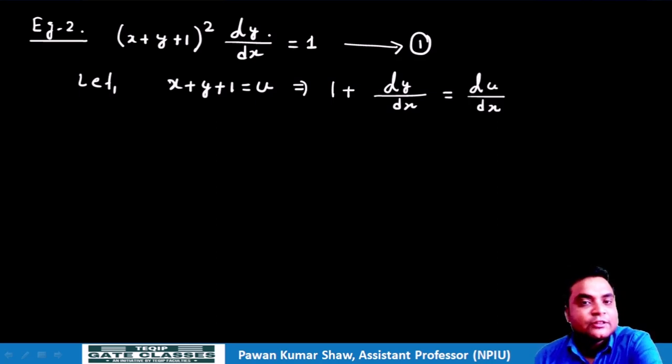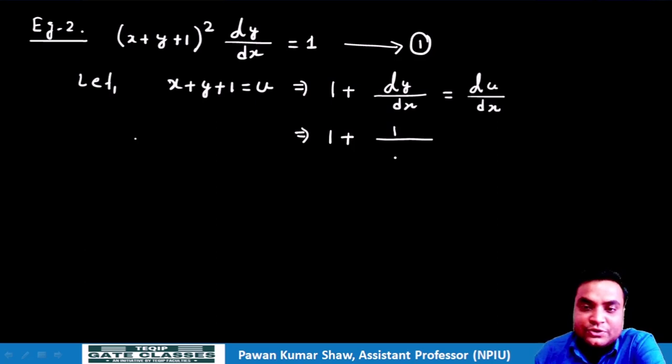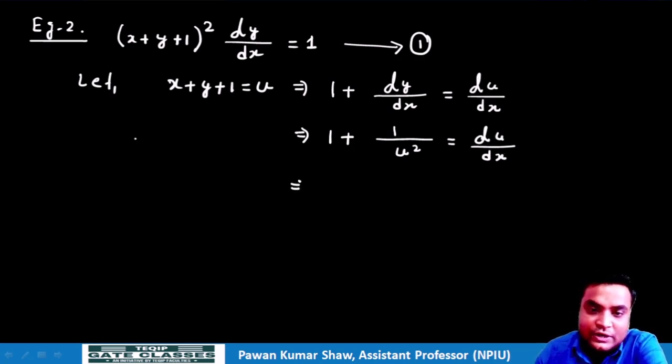And what is x plus y plus 1? This x plus y plus 1 is our u. So we can write 1 plus dy by dx is 1 by (x plus y plus 1) whole square, and x plus y plus 1 is our u, so we can write 1 by u square, and this will be our du by dx. After simplification, what we can write is u square divided by u square plus 1 is equal to du by dx.